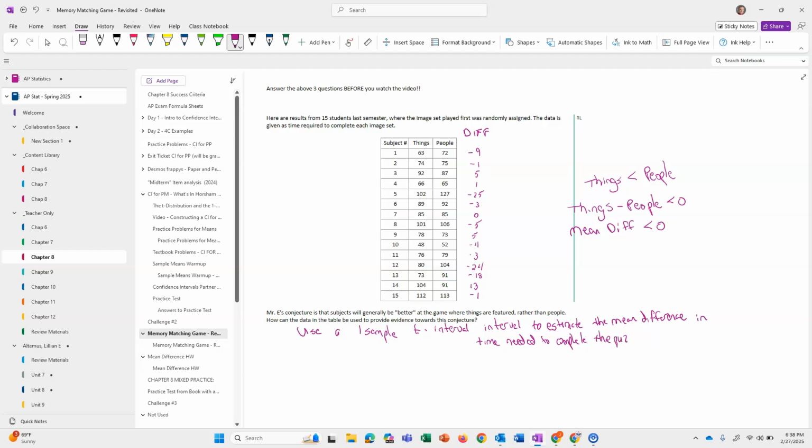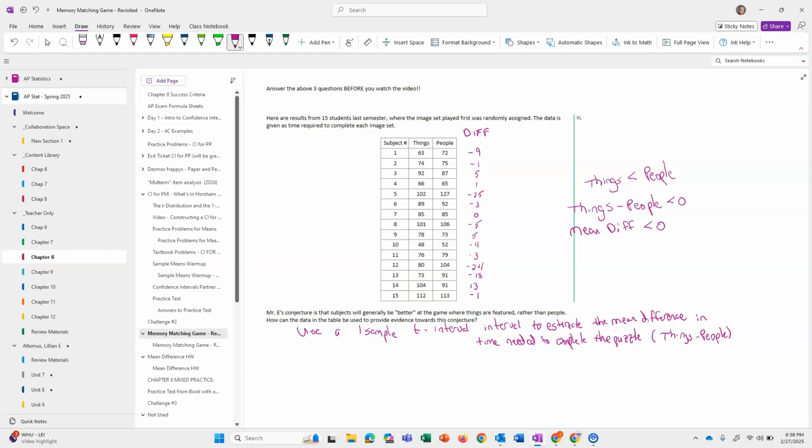And I should make sure that I tell the grader the order. So I'm doing things minus the people. All right, so that's the method we're going to use. It's a one sample t interval. I will give you a little bit of a shortcut.